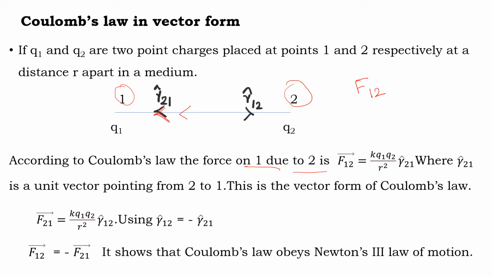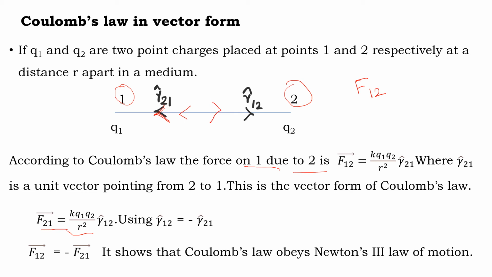And similarly, the force acting on the second particle due to the first one can be represented using Coulomb's law as F21 is equal to K into Q1 Q2 by r square into the unit vector r12, where r12 is the unit vector which is pointing from 1 to 2.